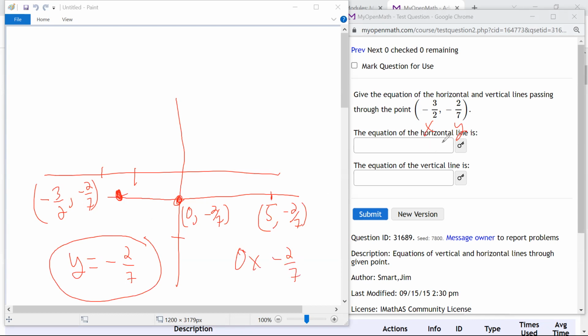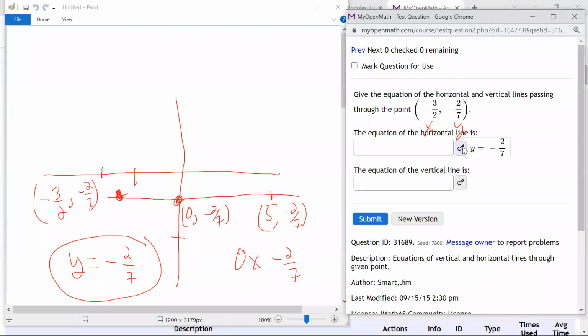And that's what you're going to write here. Now, I wouldn't write 0x. They might not like that. Just write it as y equals.